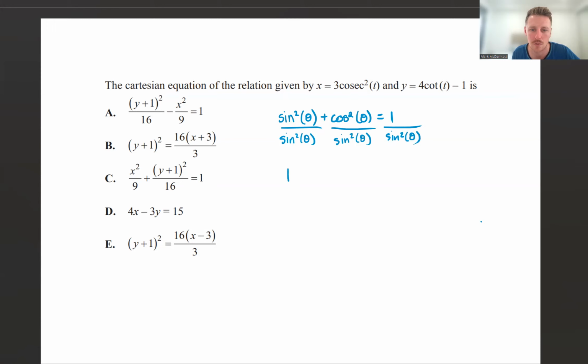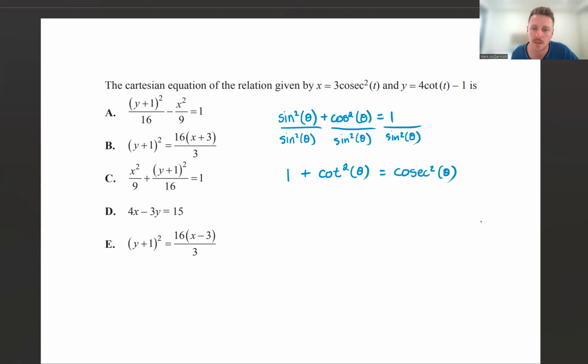that first term becomes 1. The next term becomes cos squared over sine squared. If this was reversed, that would usually be tan squared, but in this case it's the reciprocal. So it's going to be 1 over tan squared, which is also known as cot squared, the cotangent squared of theta. The other one is the reciprocal of sine squared. The reciprocal of sine is cosecant, and it's squared, so it's going to be the cosecant squared of theta.